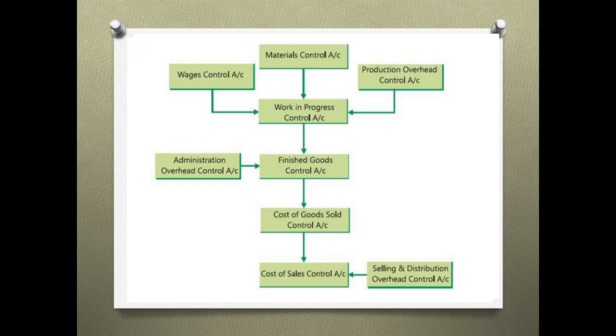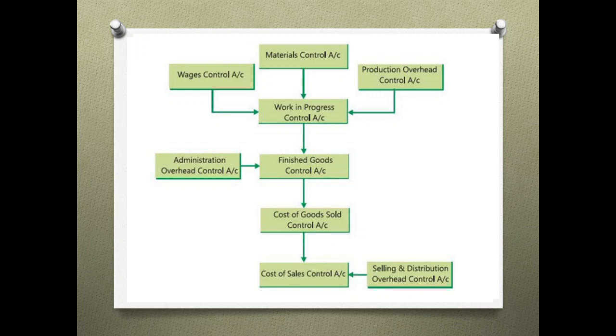Once the product is ready, it would be transferred to your finished goods account. From the finished goods, now it is ready for the purpose of sales. So directly we cannot record the sales, we need to take the cost of it first. So cost of goods sold account will record the goods sold, how much was the cost of the goods sold. Then it would be transferred to your cost of sales account. And also there is one more type of expense, that is all expenses related to sales would be recorded through selling and distribution overhead control account.